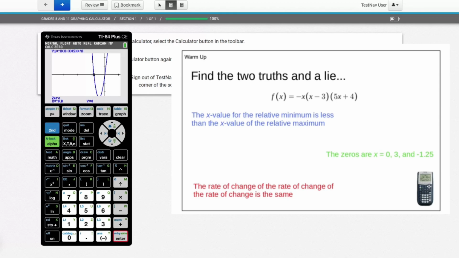The truth here is also the red, because the rate of change of the rate of change of the rate of change is the same, which implies that it's cubic, and it is cubic. By the way, if I want to fix my zoom, hit zoom 6. There you go. That's a cubic function. We know that because we could just do negative x times positive x times 5x and get negative 5x cubed. But yeah, that should answer that.